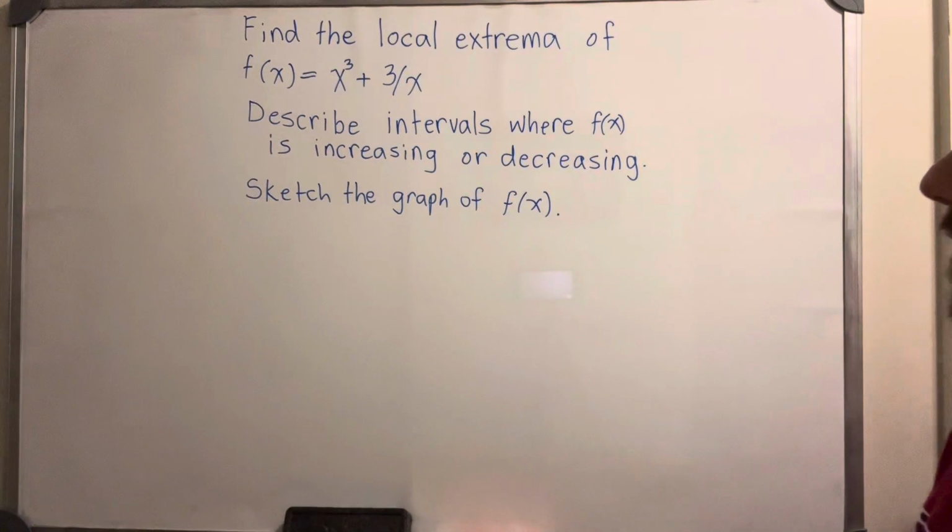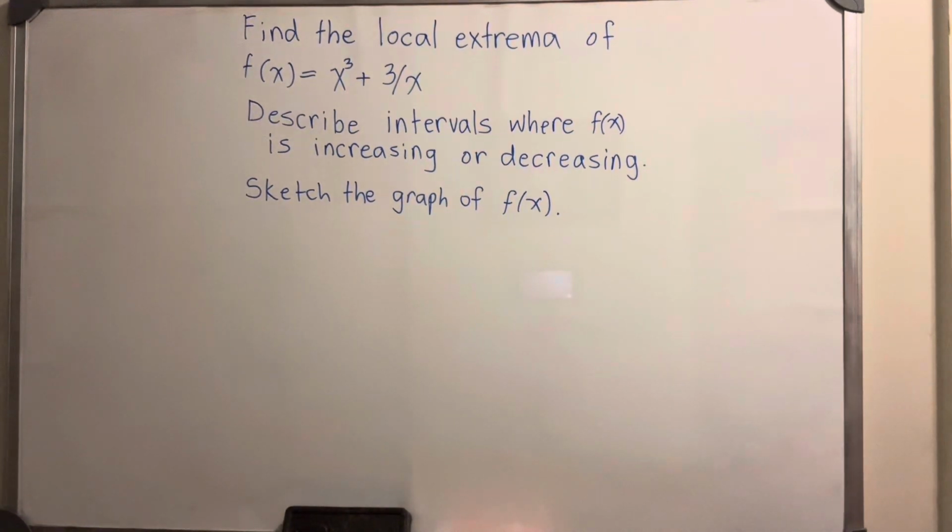This problem says, find the local extrema of f of x equals x cubed plus 3 over x. Then, describe intervals where f of x is increasing or decreasing. And finally, sketch the graph of f of x.